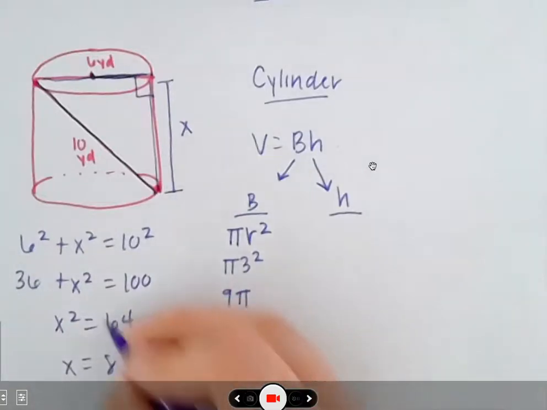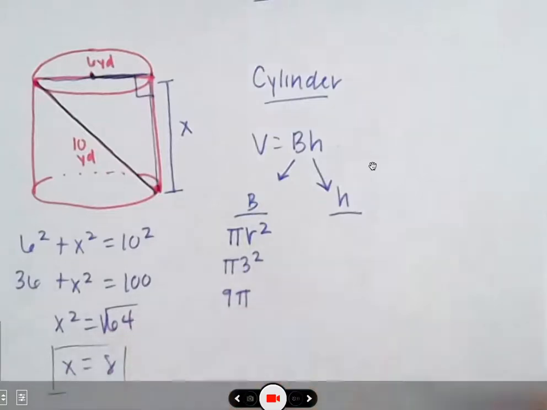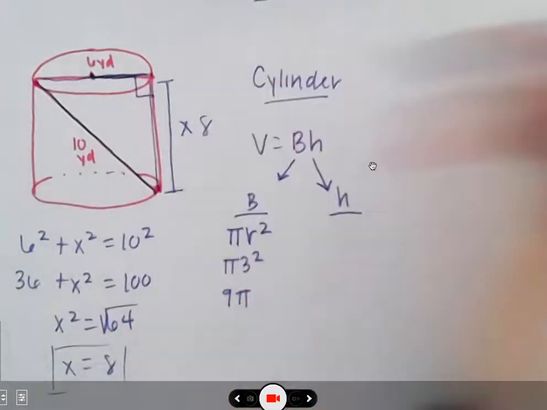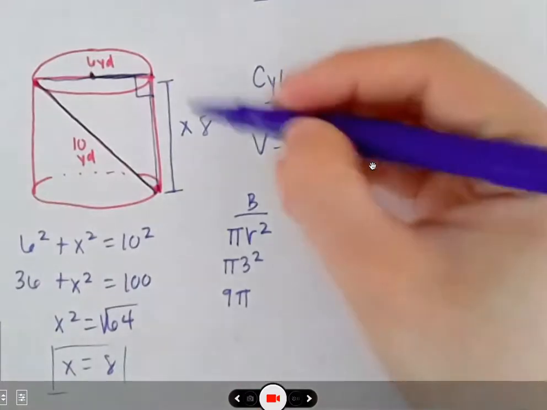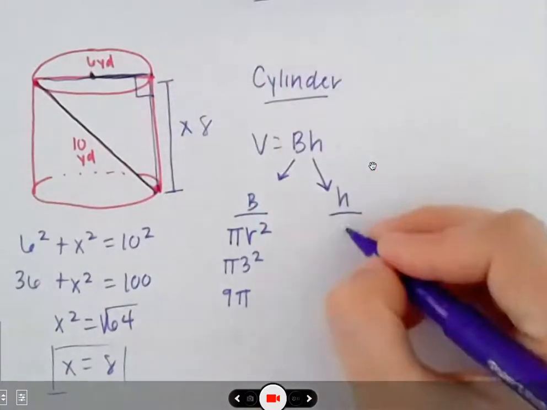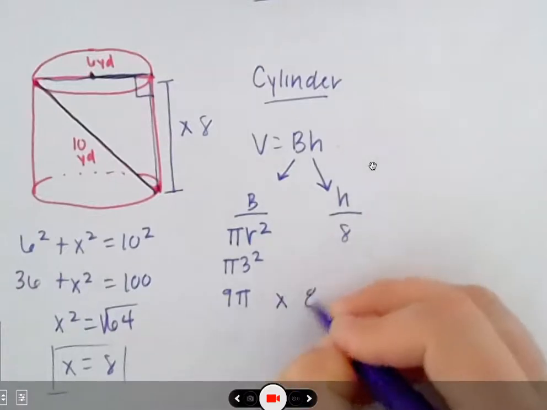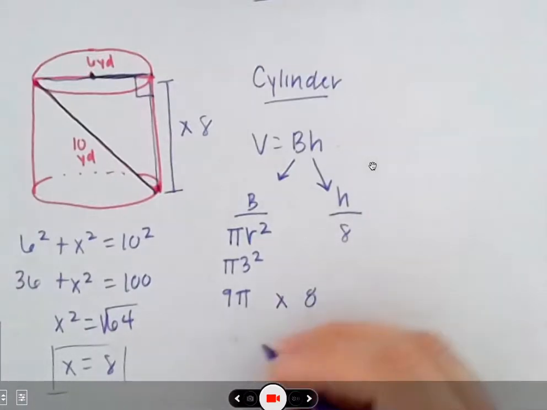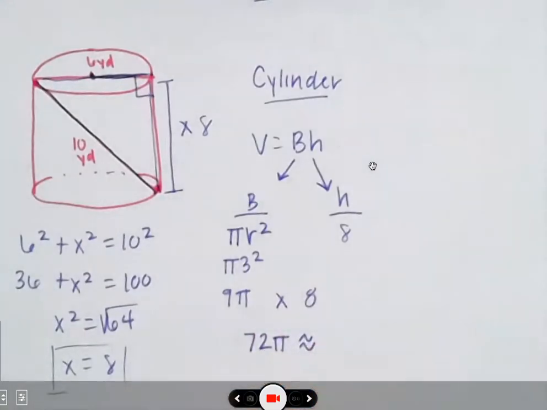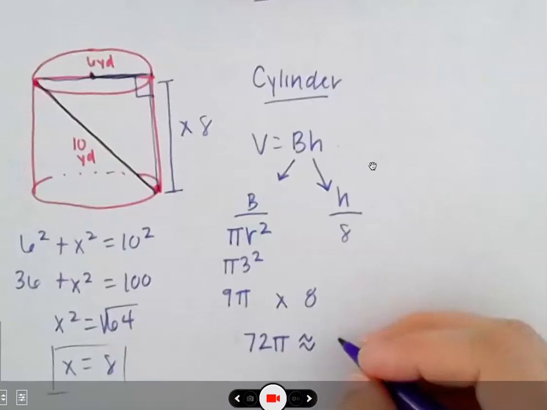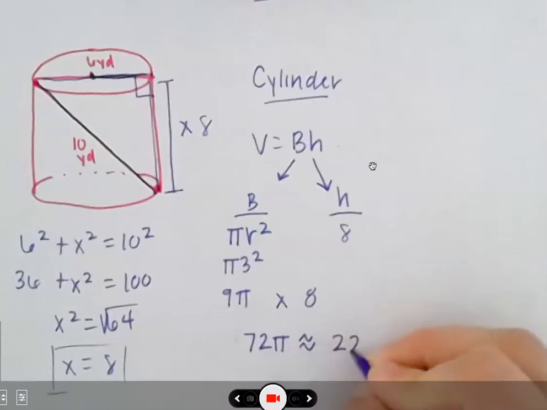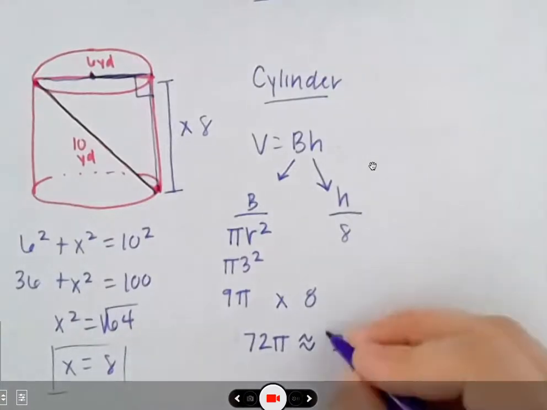And folks, again, we get another Pythagorean triple. Love that. We love to see that. Love having whole numbers. Okay, so now we know our cylinder has a height of 8. So now we can take that 9 pi times 8 to get 72 pi. And if we approximate that, 72 times pi is approximately 226.2-ish yards cubed.